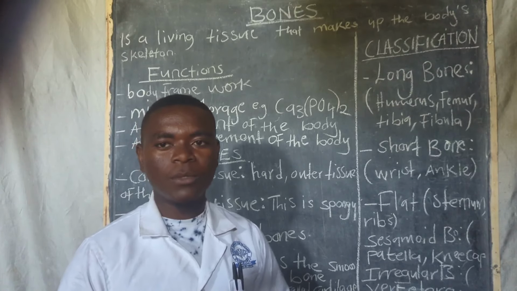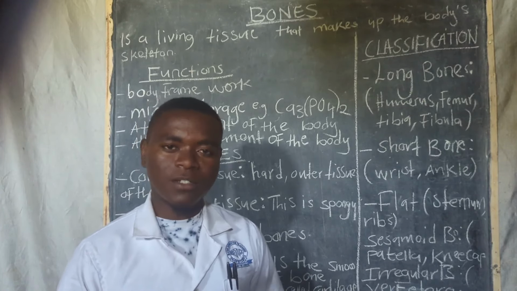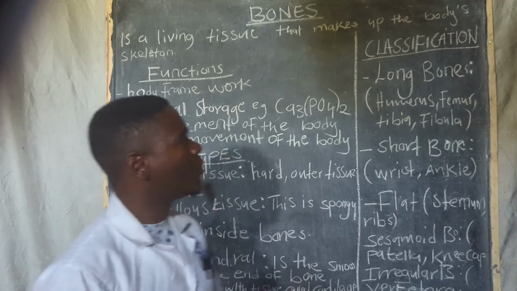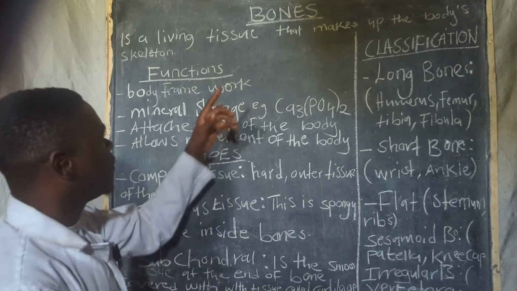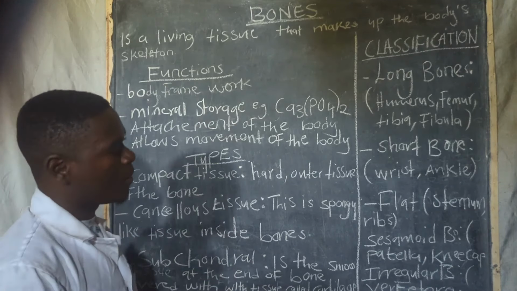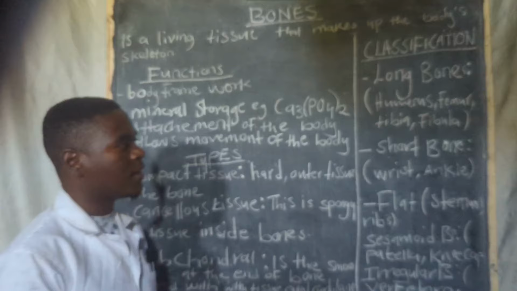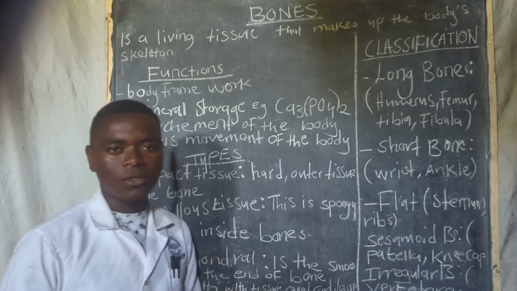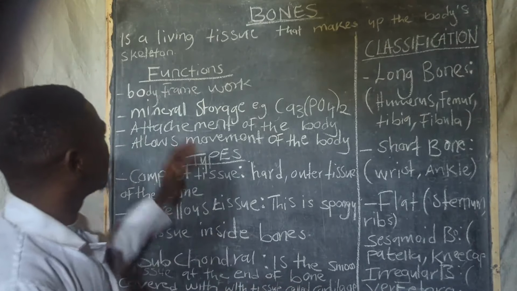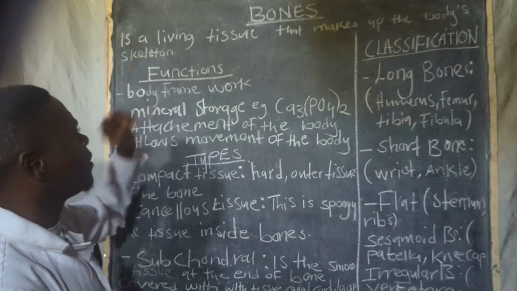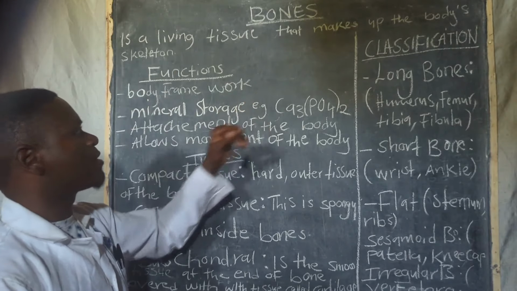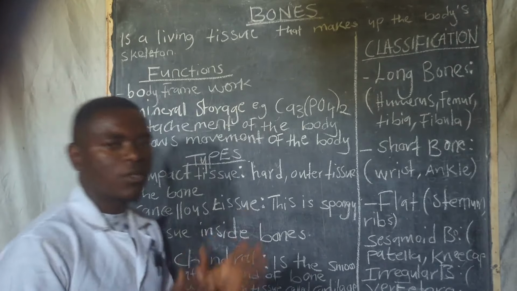Hello, I welcome you all to this wonderful lesson in biology, and we've got an interesting topic here called bones. Even as we talk about this topic, I want you to understand each and every word that I'm going to explain. So this is a definition of a bone. What is a bone? A bone is a living tissue that makes up the body's skeleton.